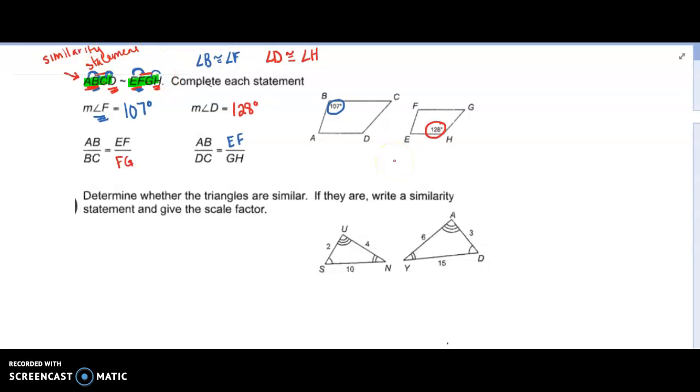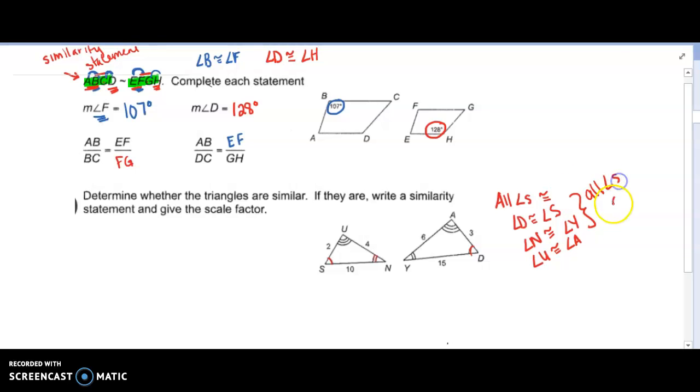All right, so down here it says determine whether the triangles are similar. If so, write a similarity statement and give the scale factor. So in order to be similar, all angles have to be congruent. Well, notice angle D is congruent to angle S, and I know that because there's just the 1 mark and the 1 mark. And then there's the 2 marks, so angle N is congruent to angle Y. And then there's the 3 marks, angle U is congruent to angle A. So all angles are congruent. So that's one of the 2 things that has to be true.